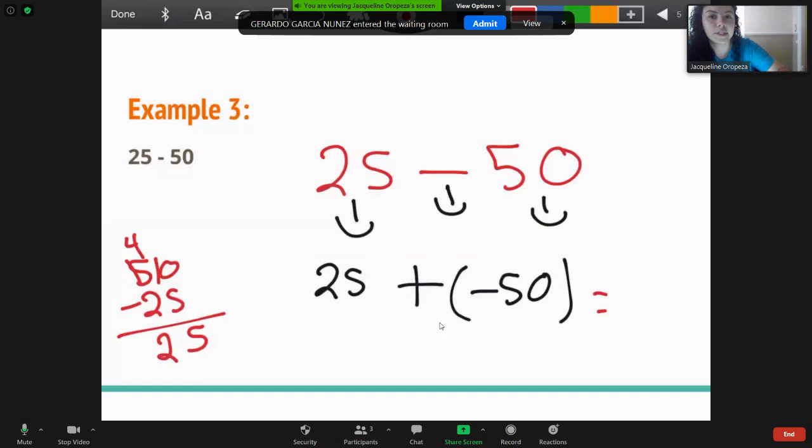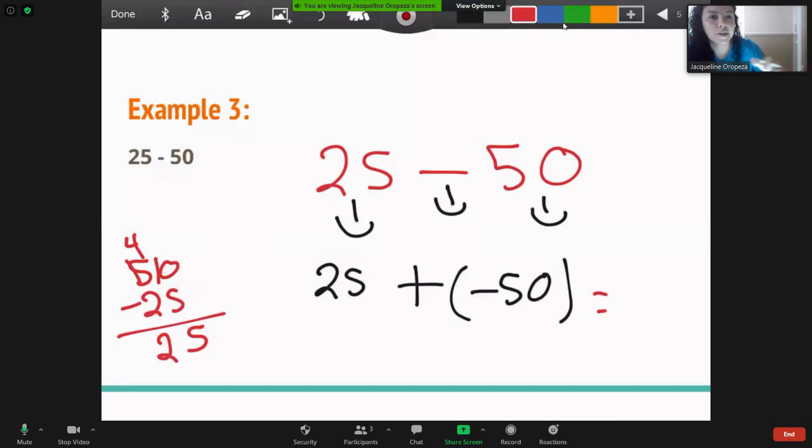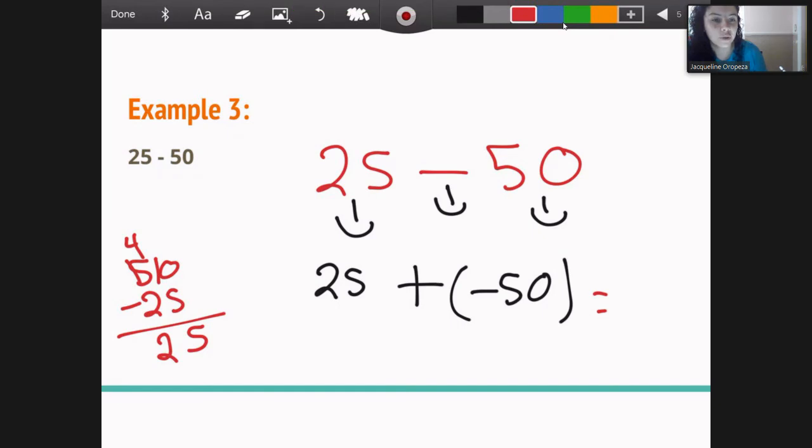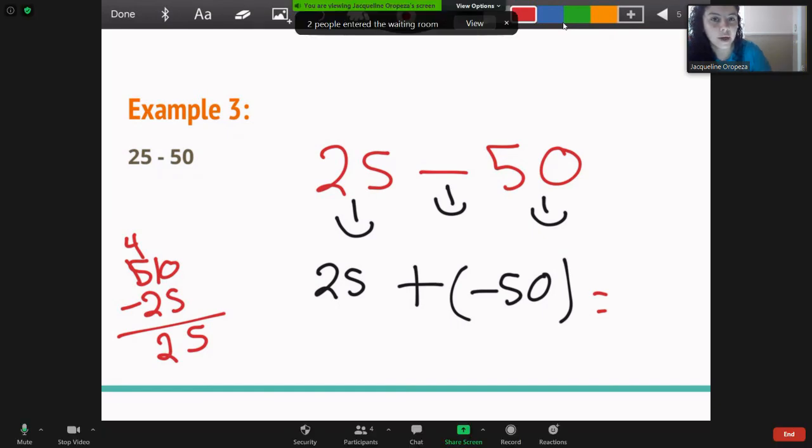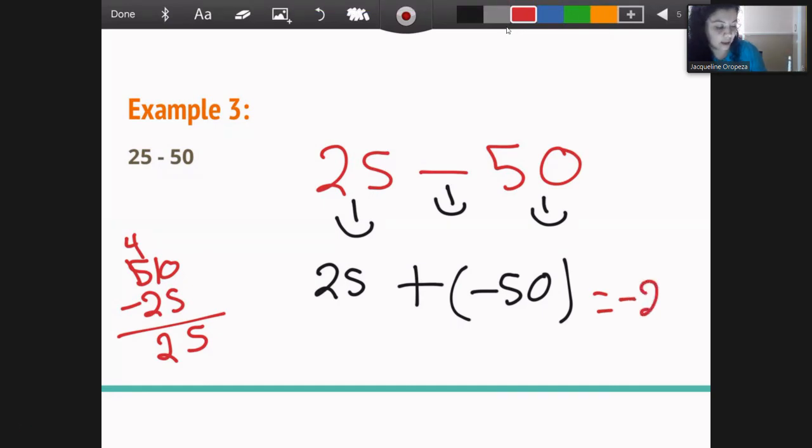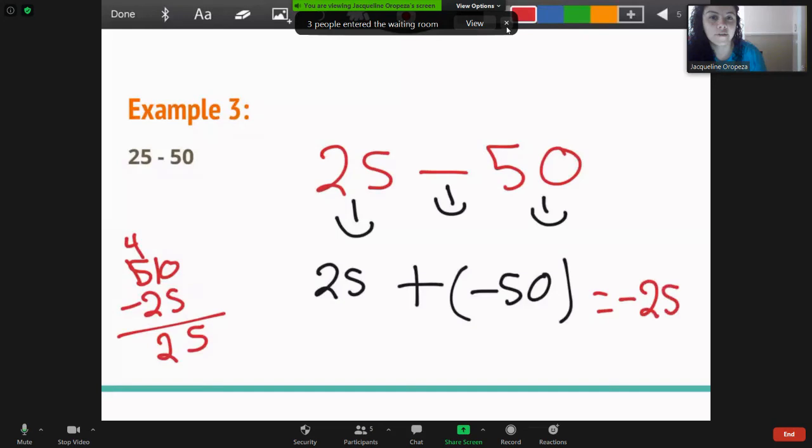Again, I have different signs. So when I have different signs, I must ask myself, what is it that I have more of? Do I have more negatives or do I have more positives? In this case, I have more negatives. So my final answer is going to be negative 25.